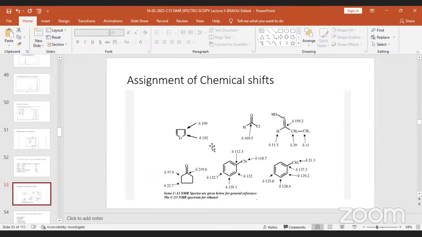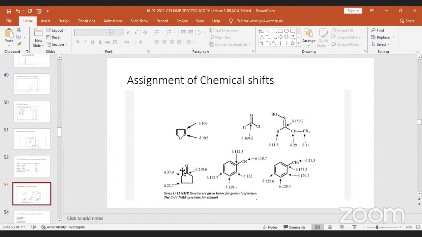See, this is another thing: you should be able to assign the values. I told you, assignment of chemical shifts. Normally, the structure is given and values are there, so you need to assign. Suppose you are observing the spectrum of furan, you will get two signals, 109 and 142. So you may think which one is 142, which one is 109. It is definitely 142, because it's an aromatic carbon and also attached to oxygen. Therefore, it will be this one, 142, and the other one is the upfield signal. This is due to the mesomeric effect, the electron delocalization effect. We will discuss that once again.